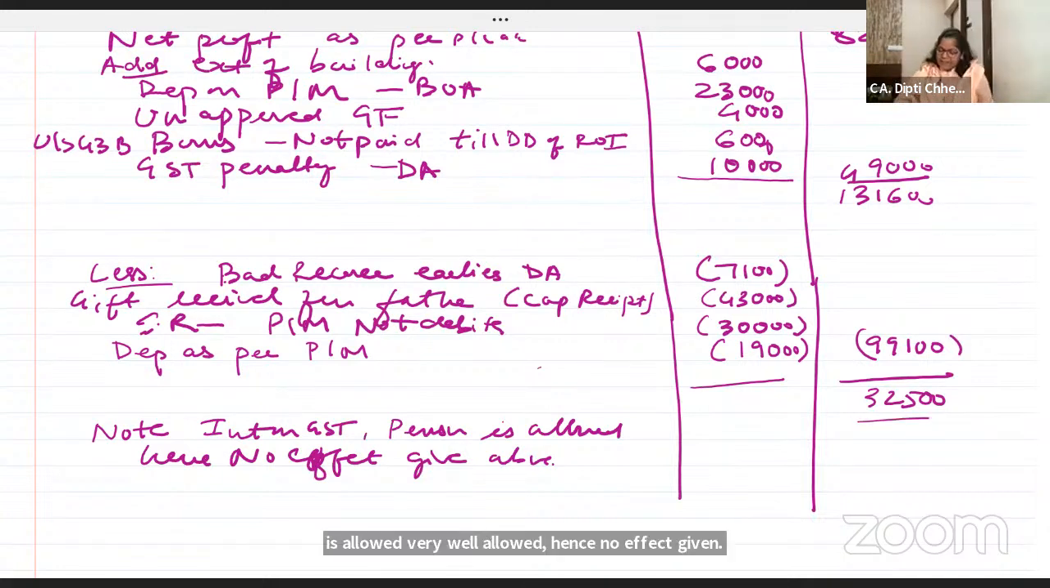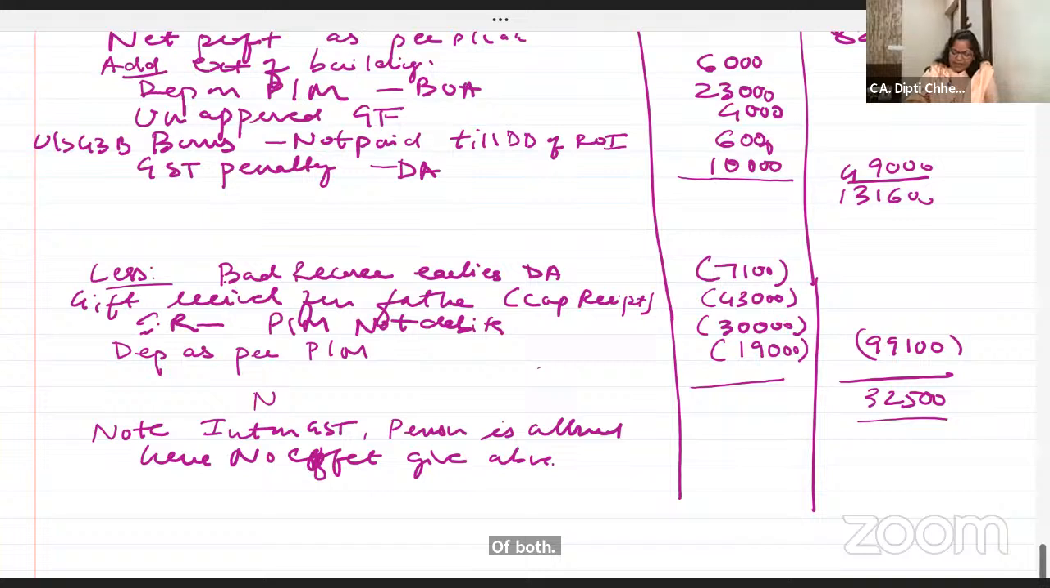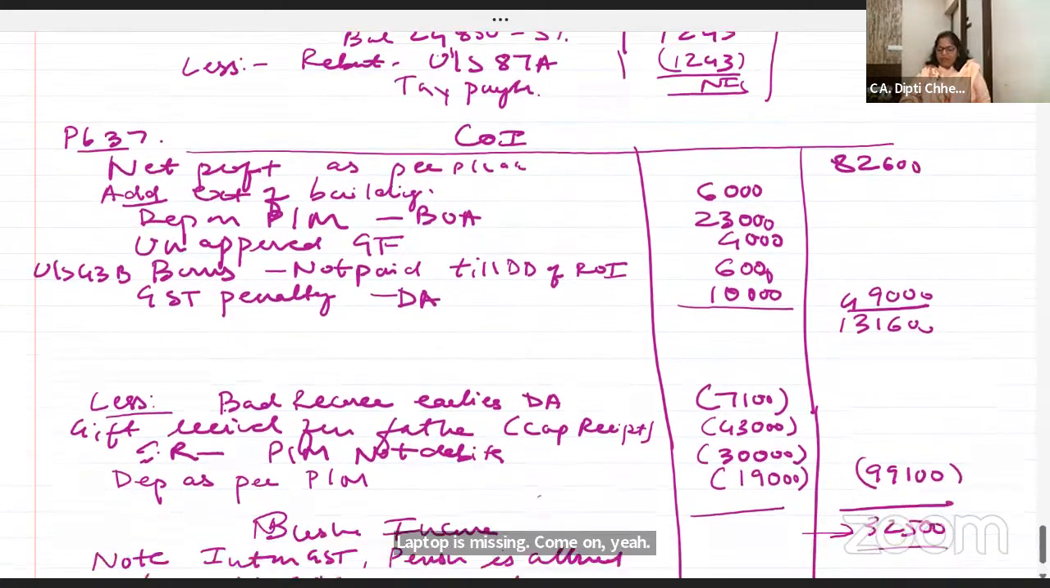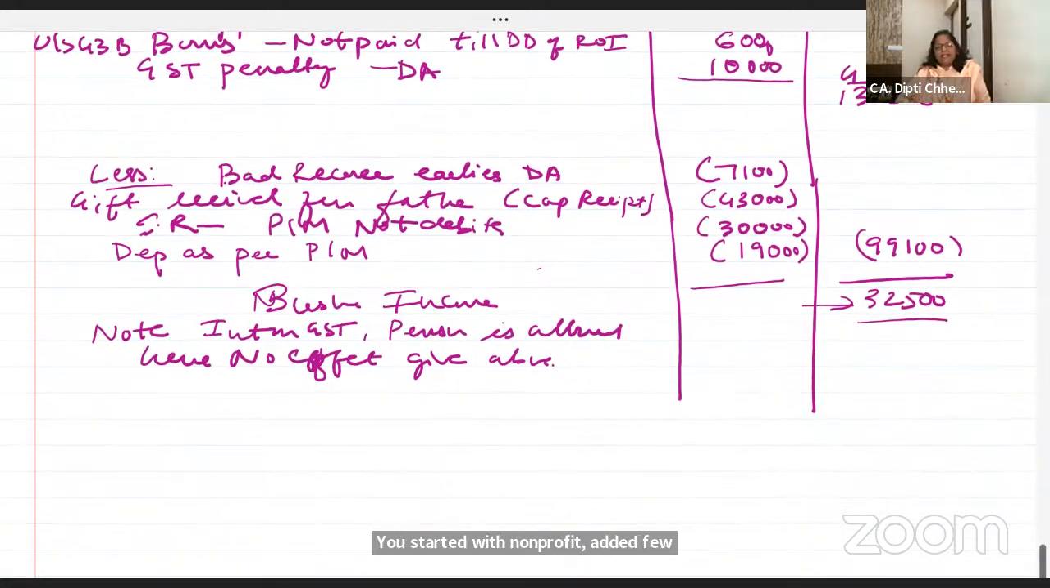Is the problem easy? Sorry, I didn't write. This is the business income. ये आपका business income आ गया. You started with net profit, added few things, deducted. ऐसा नहीं है कि ma'am I'll do all add first and then please you're wasting your time.